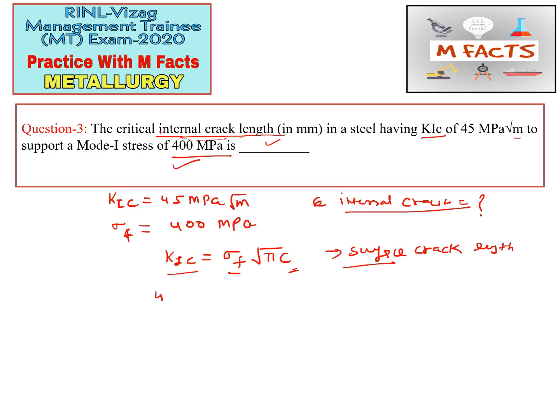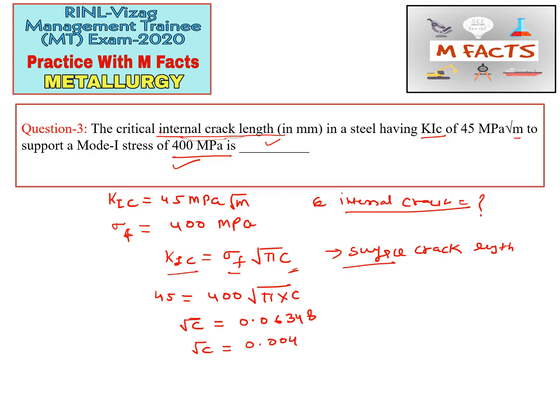Here KIC is 45, I am putting here, and this sigma F value is 400, and this pi C is pi multiplied by C. So from here we will get root C is equal to 0.06348. Okay, so you need to calculate one step, but I have skipped one step. So you need to do it step by step during the practice session.